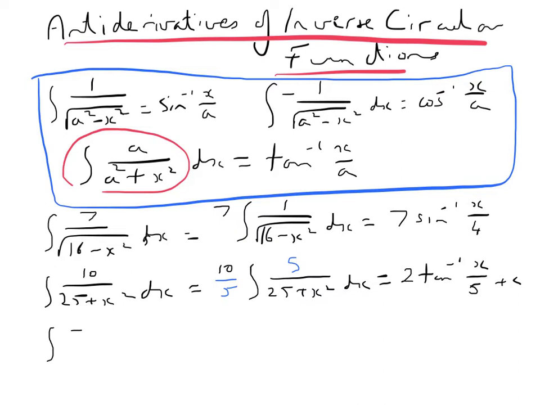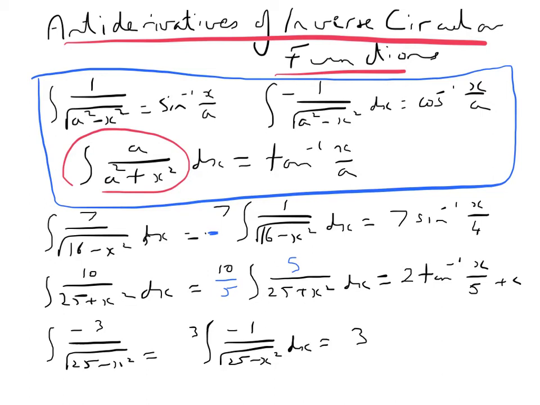Last possible simple case, negative 3 over the square root of 25 minus x squared. Okay, two options here. You could take negative 3 out and therefore make it look like this one here. Or we take out 3 and we leave negative 1 on the inside, the square root of 25 minus x squared dx. And so that means it's 3, and because it's negative, we go cos x on 5 plus c.